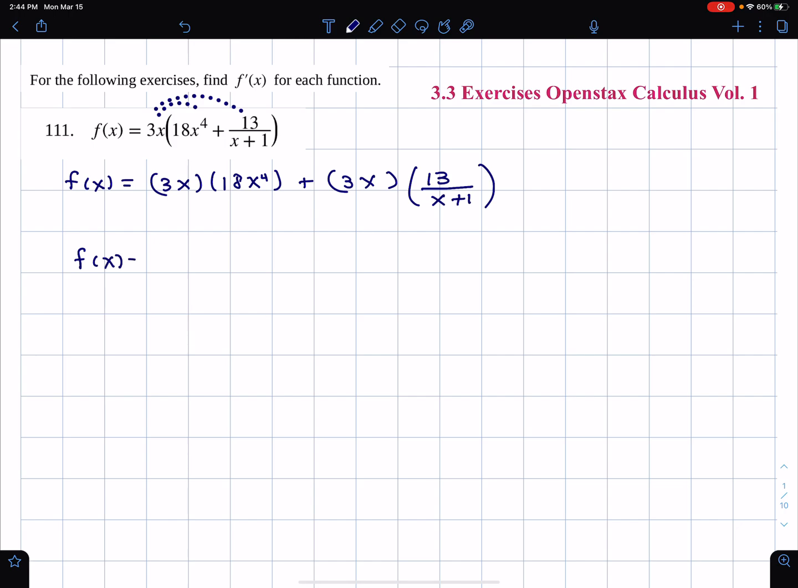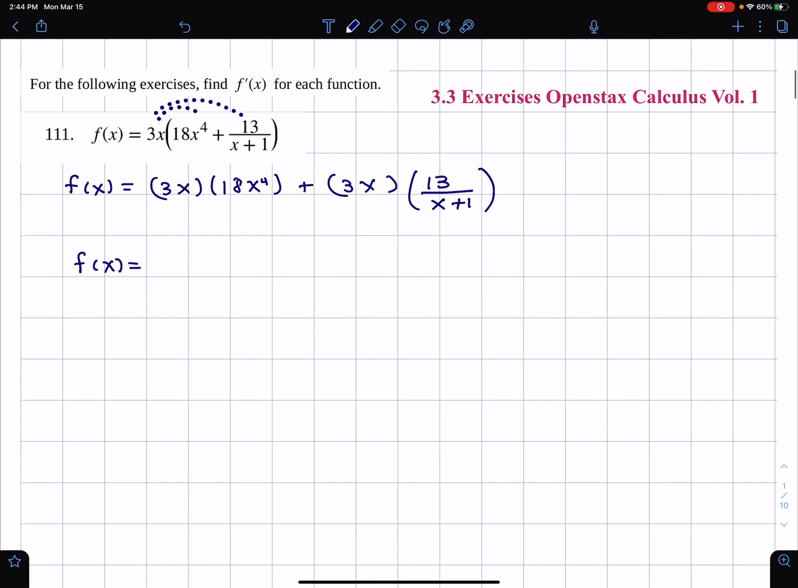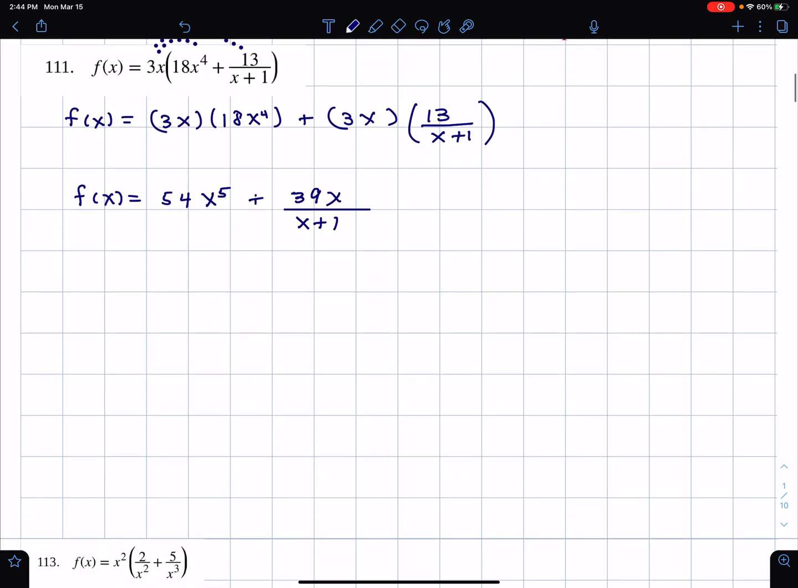So when I distribute the 3x through, this becomes 54x to the 5th plus 39x over x plus 1. Okay, so you just have to do the multiplication. 3 times 18 is 54. x to the first times x to the 4th is x to the 5th, etc.